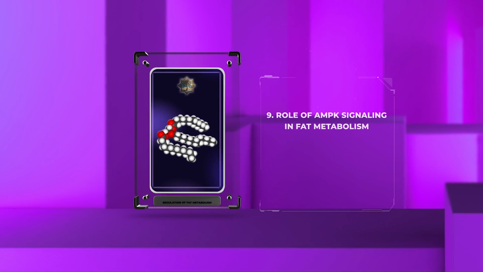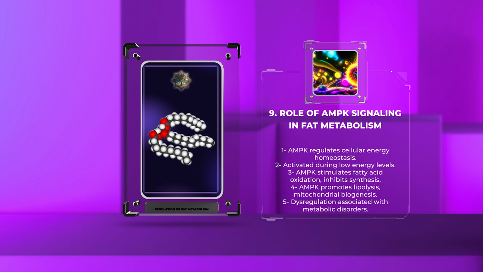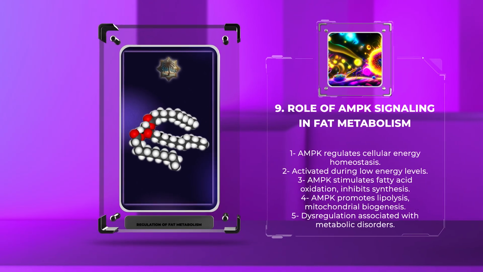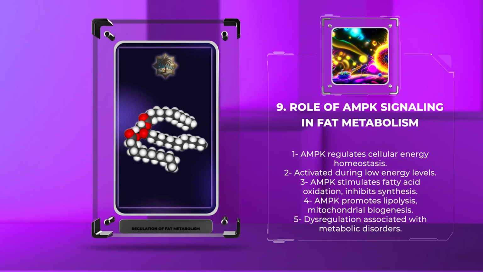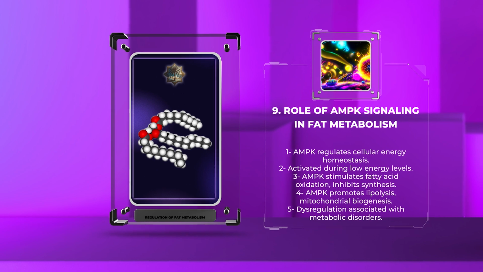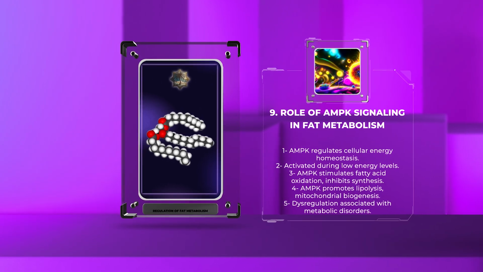AMP-activated protein kinase, AMPK, is a critical energy sensing enzyme that plays a crucial role in regulating cellular energy homeostasis. It is activated when cellular energy levels are low, such as during calorie restriction or exercise. AMPK exerts potent effects on fat metabolism by phosphorylating and modulating the activity of various enzymes and transcription factors.